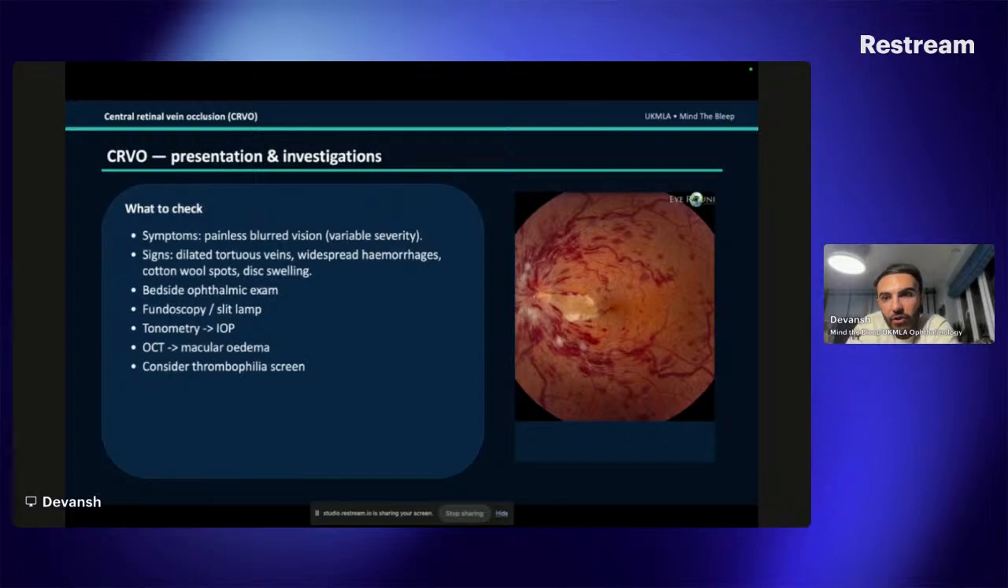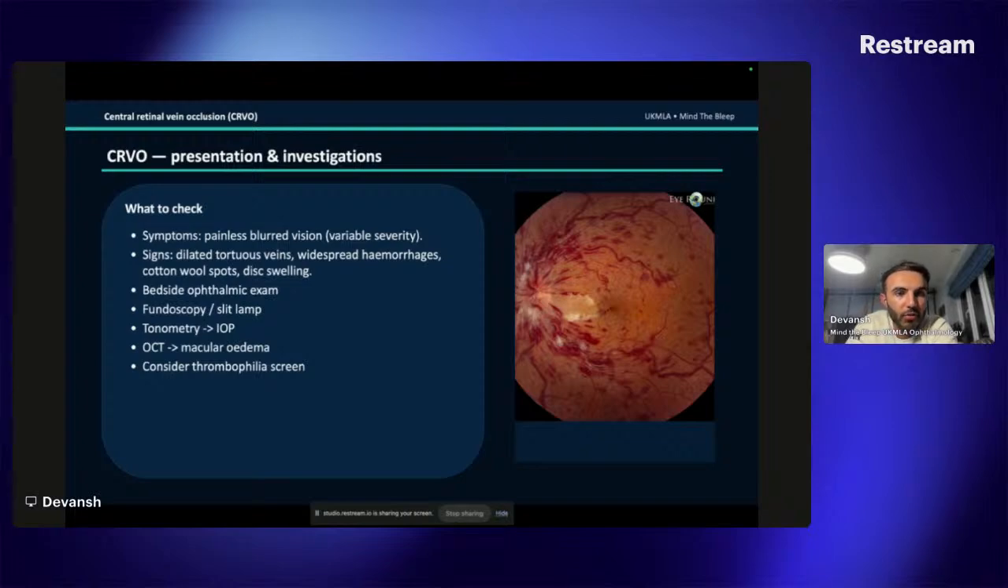Presentation and investigation. So we get this painless blurred vision with variable severity. And once we perform a fundoscopy itself, we end up seeing these dilated tortuous veins, these widespread hemorrhages. These veins look like they've got high pressure. You can kind of tell from the fundus itself. On top of that, we can do a bedside ophthalmic examination. That's very important. We want to do fundoscopy, slit lamp, as we've mentioned.